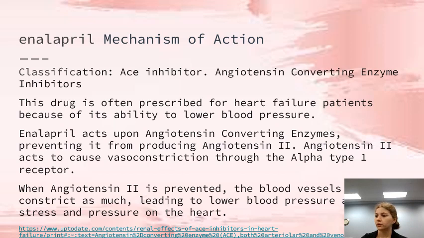So the primary drug used to treat congestive heart failure is called enalapril, and it's the drug of choice because it acts to lower blood pressure. Enalapril is an ACE inhibitor.